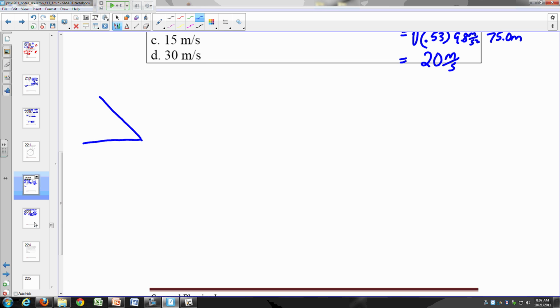So let's consider that. Let's say that we have a 10-degree bank. I know that doesn't look like 10 degrees, but let's say that it is. And I have a vehicle here. Let's say that the coefficient of static friction between the tires and the road is 0.5. And I want to know what is the maximum speed.